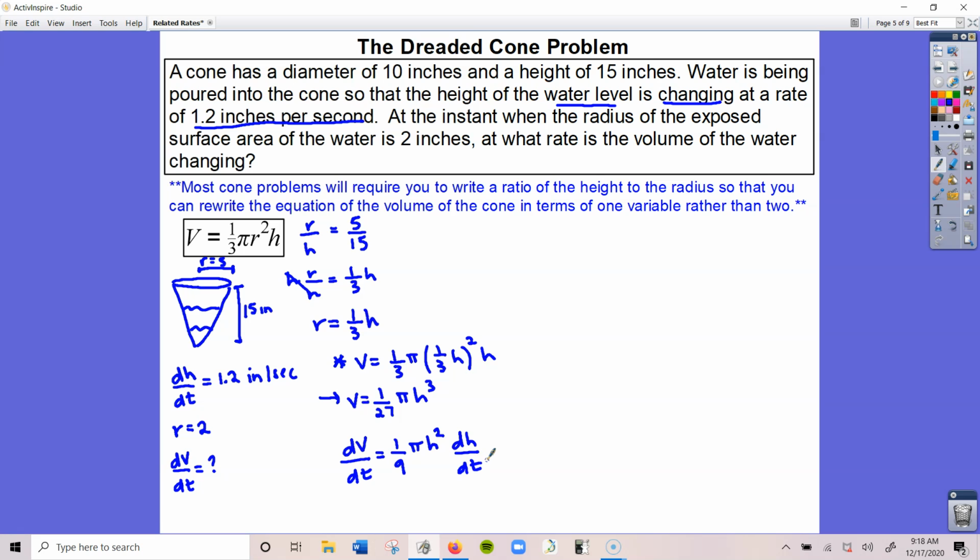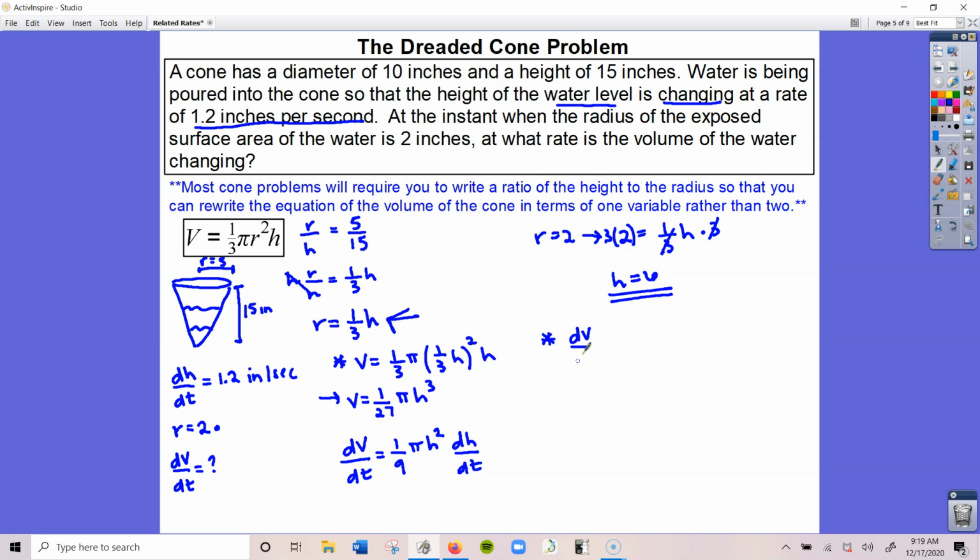Now here we run into one more problem. We have dH/dt, but we don't have the height, and I'm trying to solve for dV/dt. But we are given the radius. So what I can do here is take the radius and figure out the height, because I know that the radius, which is 2, is going to equal 1/3 of the height. So now I can just solve for h by multiplying by 3. So h is equal to 6 at the moment that the radius is 2. So now that I have everything I need, I can plug everything in.